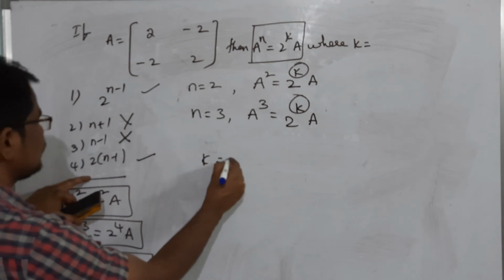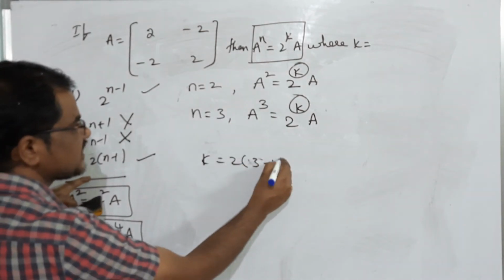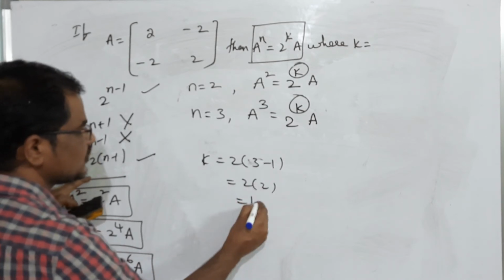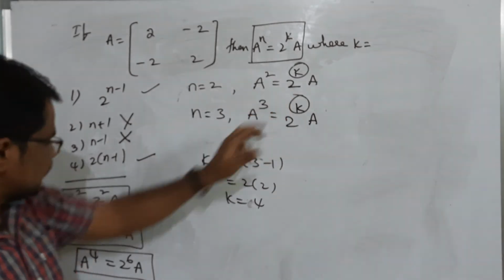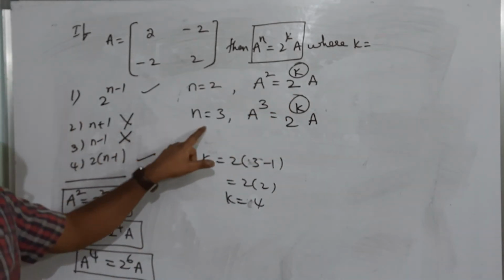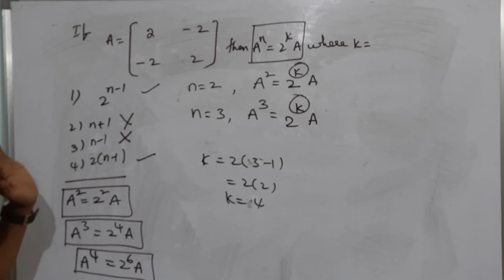So k equal to 2 into 2 here, n equal to 3. 3 minus 1, that is equal to 2 into 2 equal to 4. So k equal to 4. So 2 to the power of 4, this one also satisfying. So n equal to 3, this one and this one also satisfying. Are you following what I am doing?